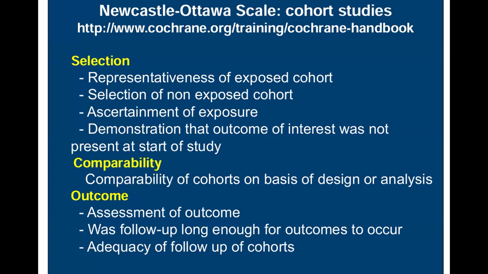Demonstration that outcome of interest was not present at the start of the study, means at the initiation of the study the outcome is not present. Then subsequently they followed up and ultimately the outcome happened or did not happen in some. Okay. So comparability. Comparability of the cohorts on the basis of design and analysis. Then outcome, assessment of outcome: was follow-up long enough for outcomes to occur? Let it be we are doing an observation study or cohort study of the early phase of your Alzheimer's disease. So in that case, what happens? Many may not develop overt Alzheimer's disease because that takes a long time. So was the follow-up long enough for outcomes to occur? Adequacy of follow-up of cohorts. So that is very, very important, and you have to evaluate it critically. Next slide.